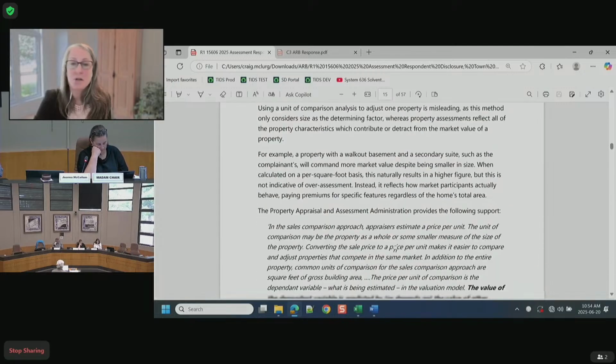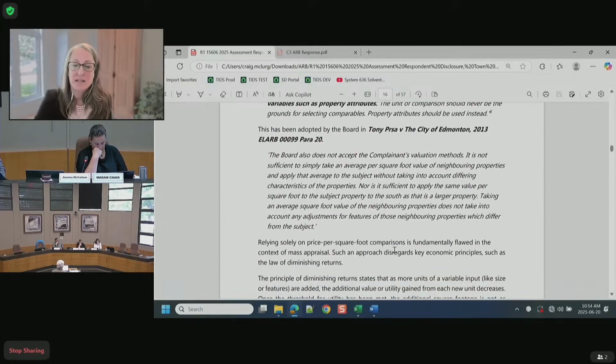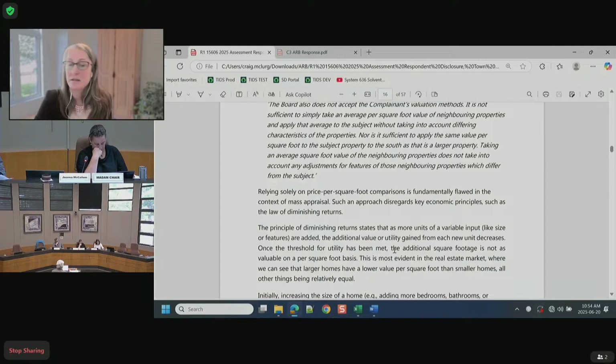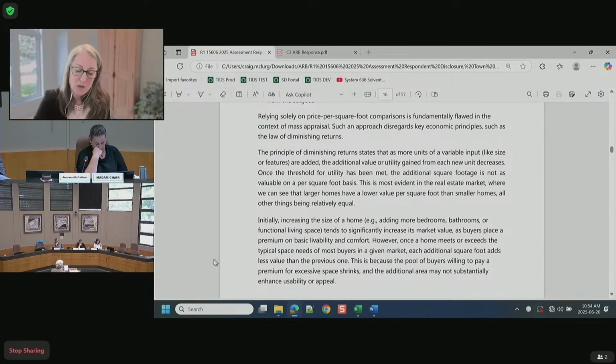So a smaller property is naturally going to, according to appraisal theory and according to what we see through the sales, have a higher per square foot value than a larger property. The reason for this is that as each input variable, so size, as each square foot increases, the additional value or utility gained from the new units decreases.